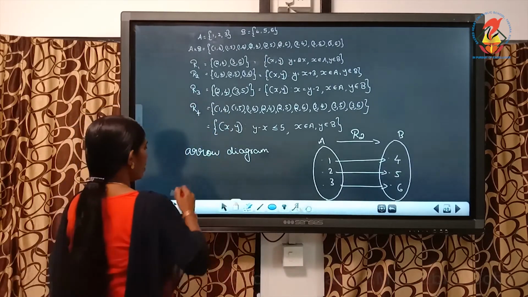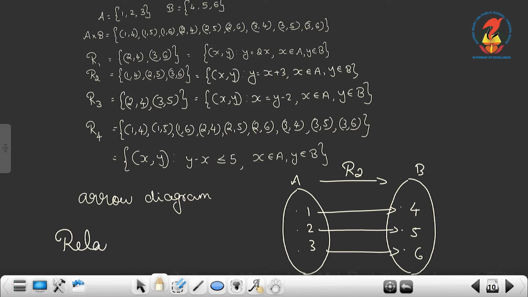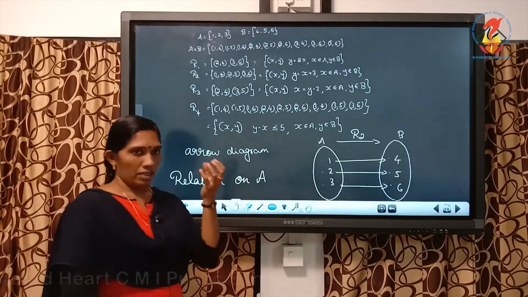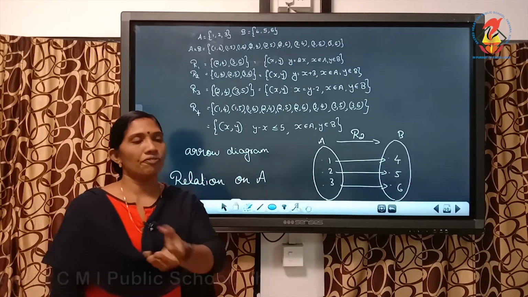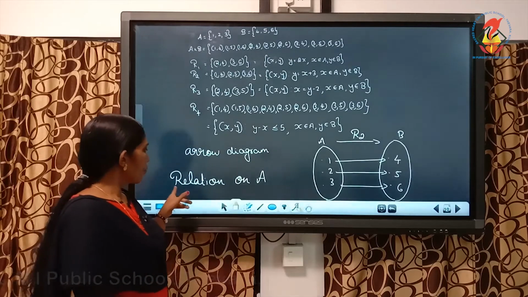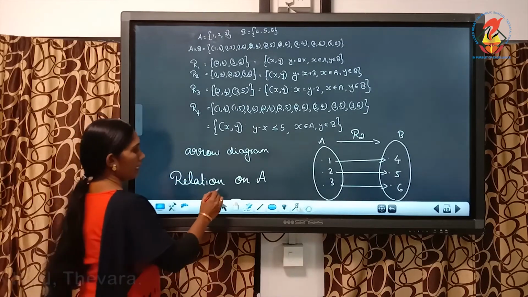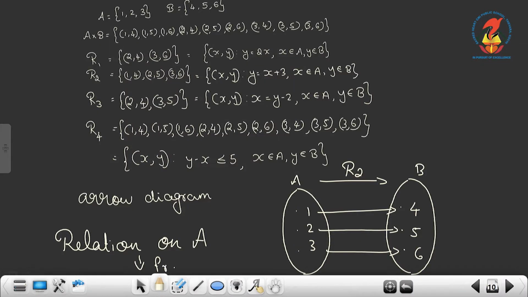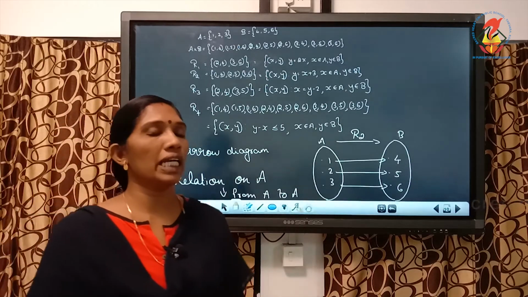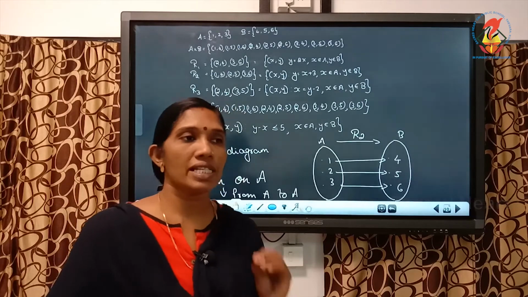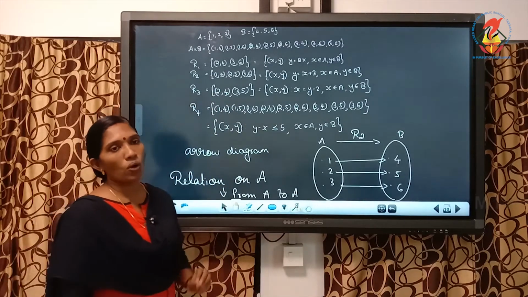Then another important thing is relation on A. What is the meaning of this? Some questions are like this: relation R on A is defined as, it's given like that. So, what is the meaning of relation on A? Relation on A means relation from A to A. That is, that relation is a subset of A cross A.